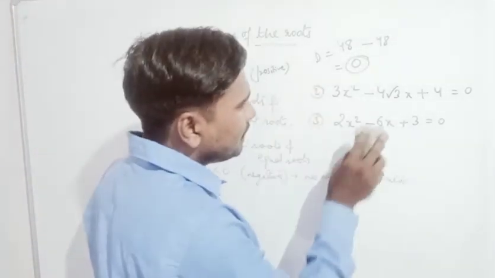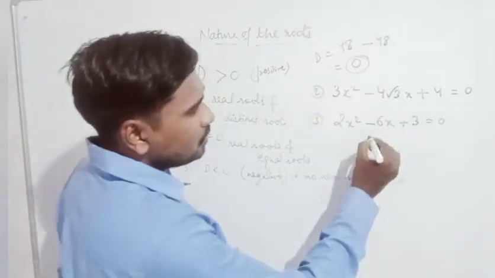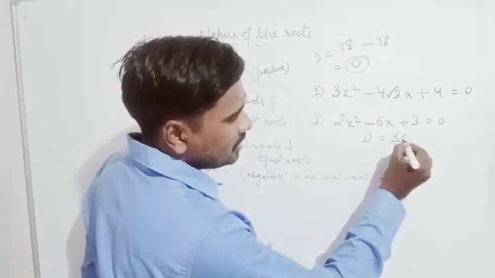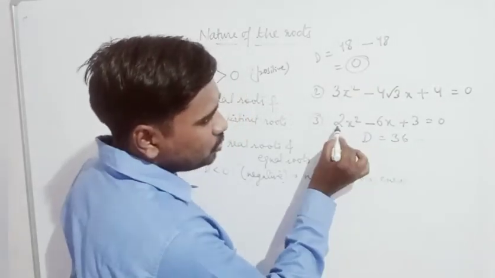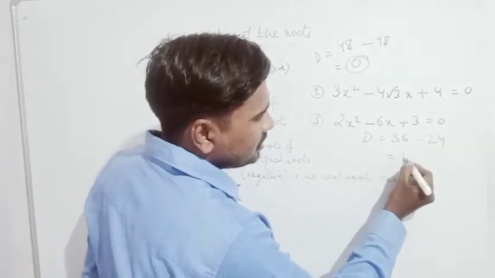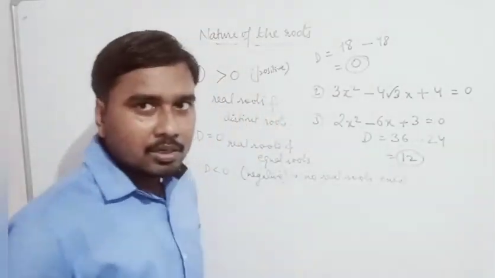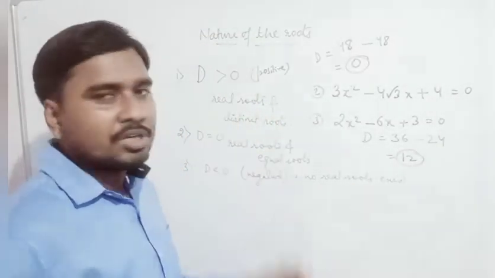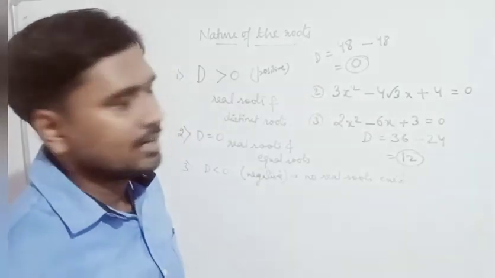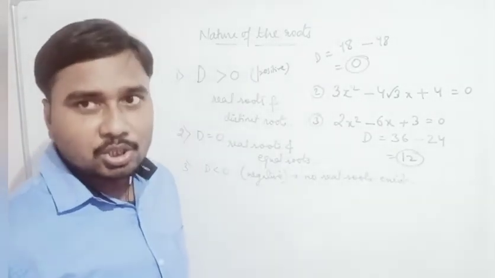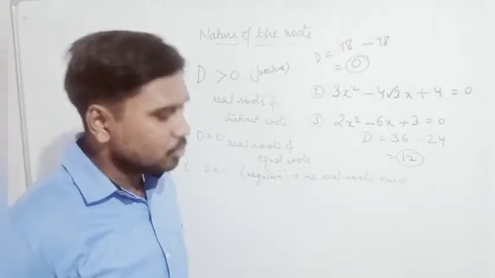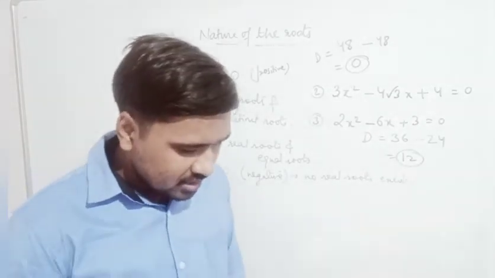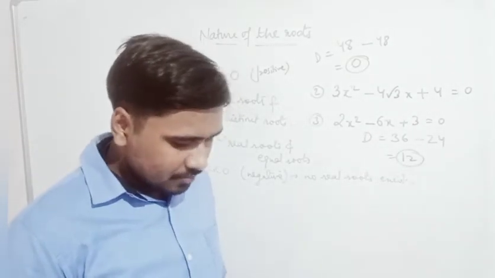Now see the third part. In this third, how will you find D? B square means 36, minus 4 into 2, 8 3 is 24. So the value is coming 12, a positive number. So it has real roots with two distinct roots, two different values of x. So this is the nature of roots. Now only some questions are left to find the value of k by these natures of roots. We will see some questions.